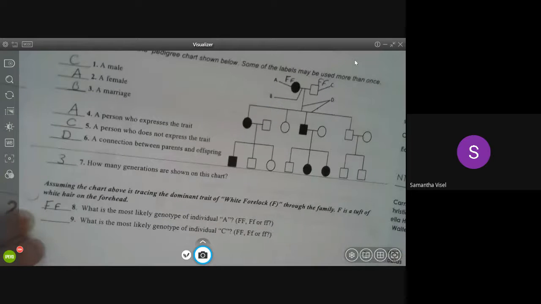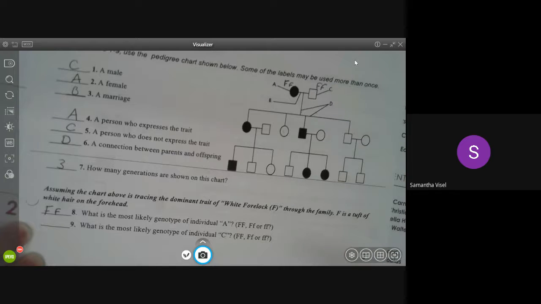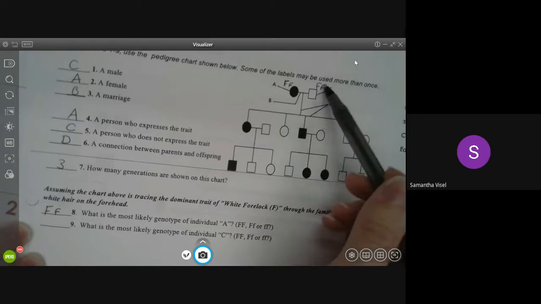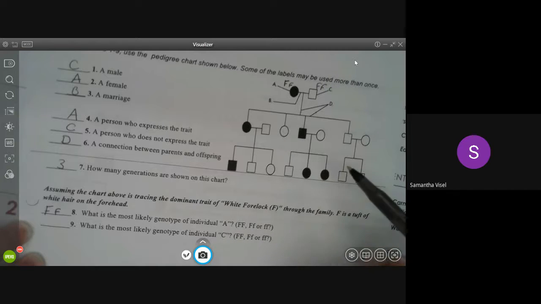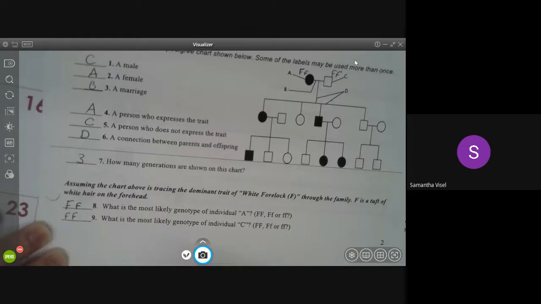So what's the most likely genotype of individual C? So if individual C does not have white forelock and white forelock is dominant, then that means their genotype must be recessive, or little f, little f. Otherwise, if they were big F, big F, or big F, little f, then they would have white forelock on their hair.